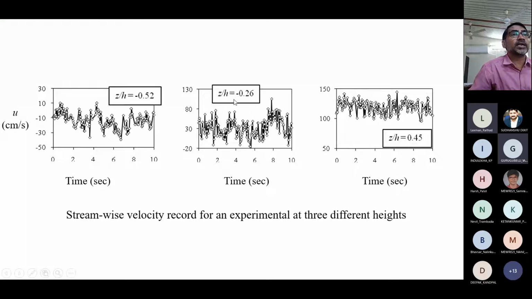Then moving a little away from the bed, z by h 0.26, you can see this is increasing from 0.20 to 80 centimeter per second. This is in centimeter per second. Even though a few values are negative, all others are positive values. And if you go up, z by h 0.45.